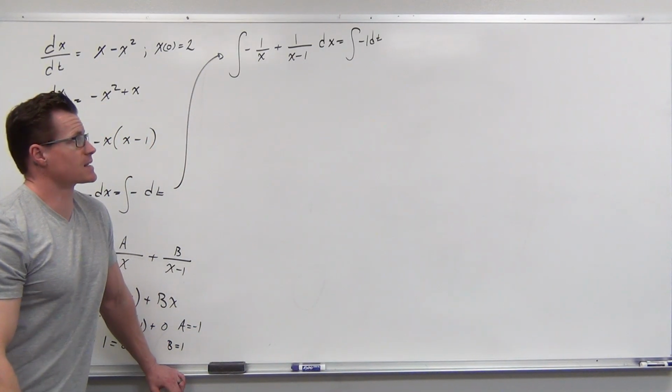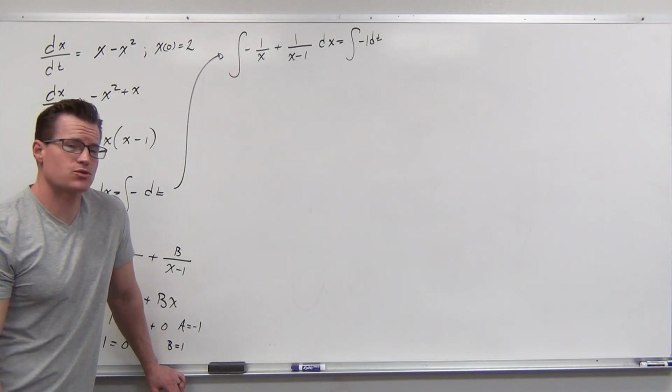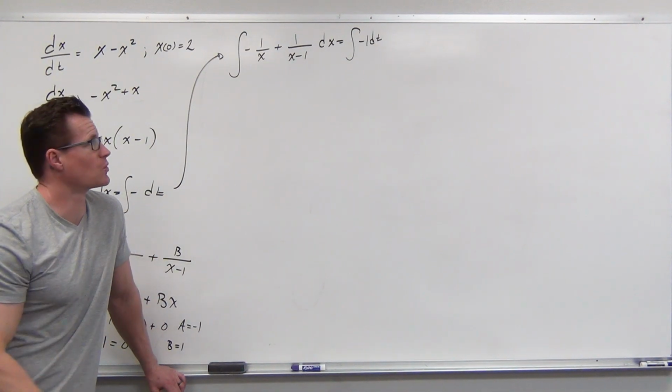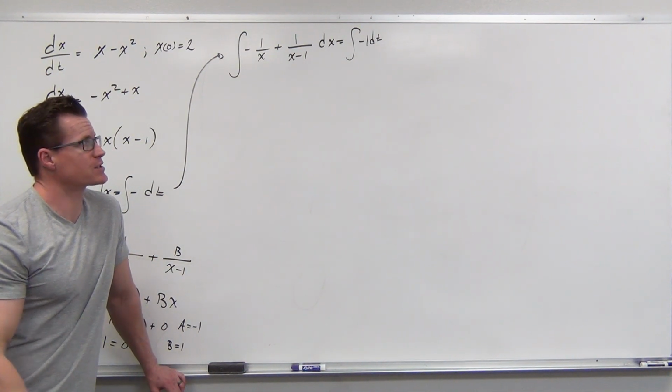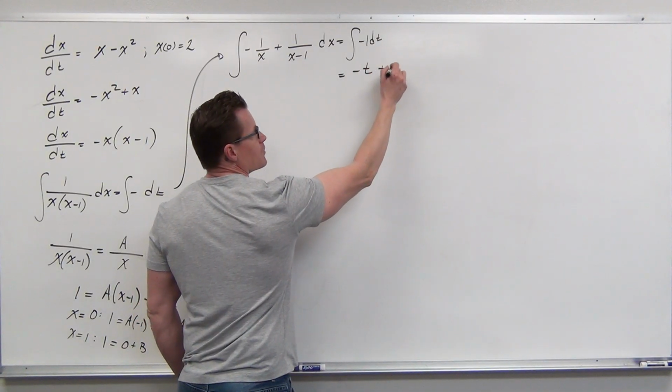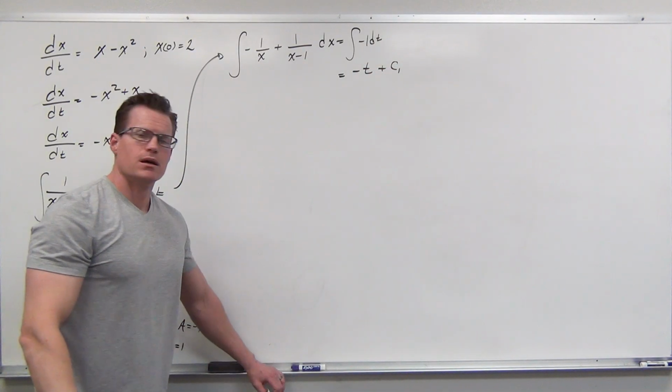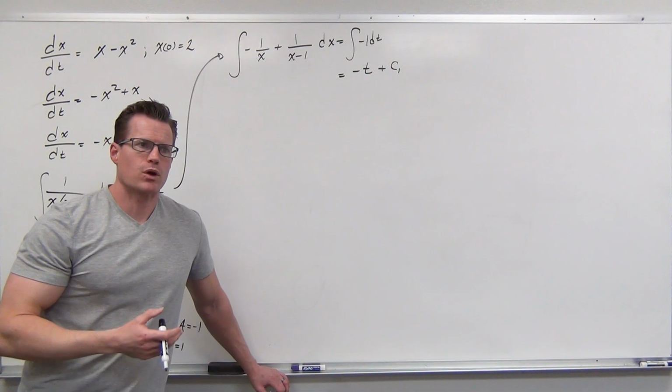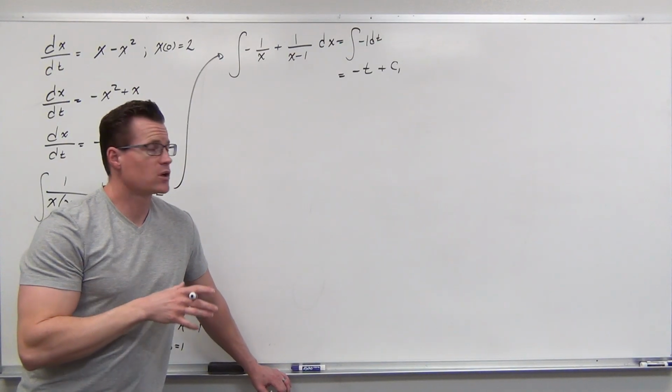So on the left-hand side's really nice. We just have a basic integral. On the right-hand side, even nicer, we're going to get negative t plus some sort of a constant. Now think through what's going to happen. We're going to get a couple natural logarithms. We're going to be putting that together.